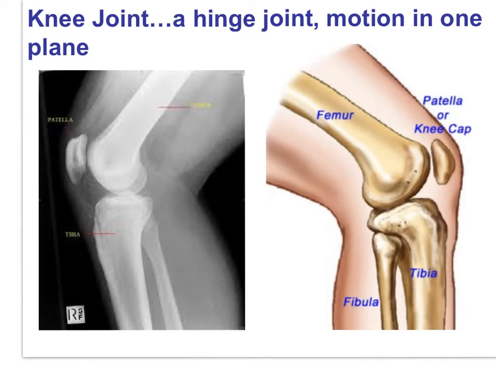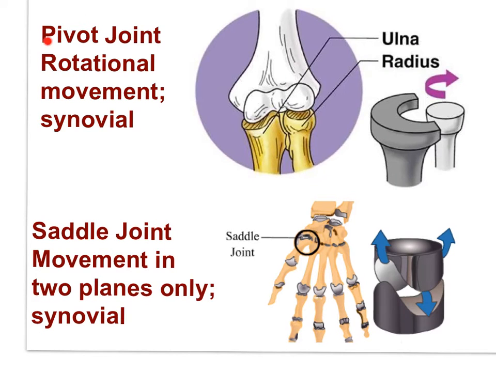Here is another image of the knee joint where the femur articulates with the tibia, and this is a hinge joint. Motion in one plane. Flex, extend, nothing more. The knee joint and the elbow joint are both synovial joints. A pivot joint is typical of the joint connecting the radius to the humerus in the upper forearm, and it allows rotational movement. The pivot joint is also synovial.